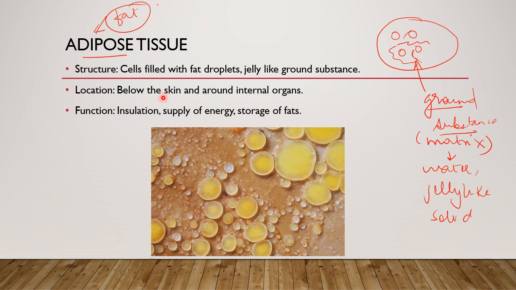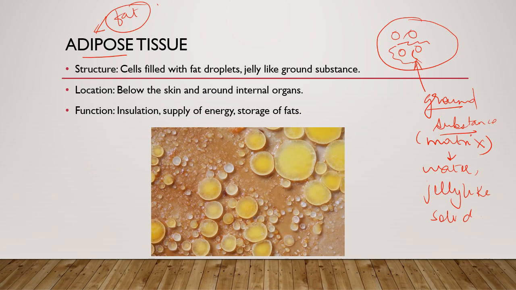The structure of cells is filled with fat droplets and jelly-like ground substance. The location is below the skin and around the internal organs, because it is fat, it gives a cushion to it. Function: insulation, as I said, supply of energy and storage of fats. I'm just giving an example of how the insulation works in the case of adipose tissue.